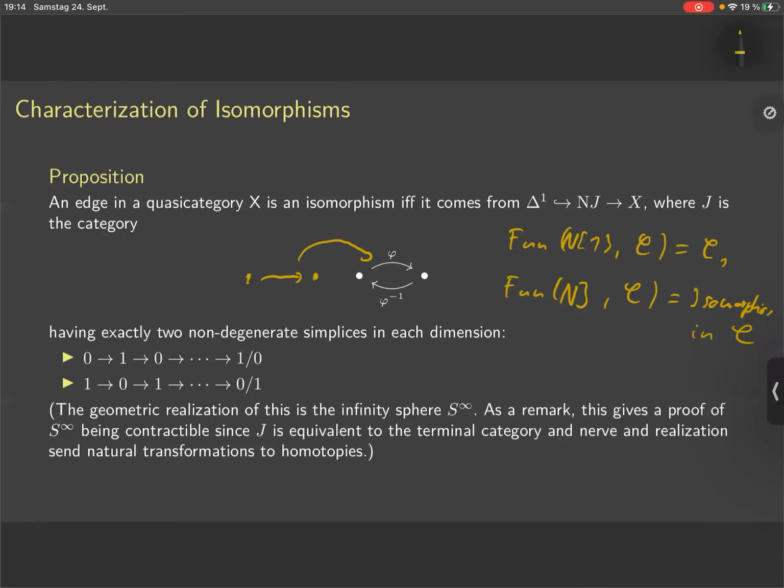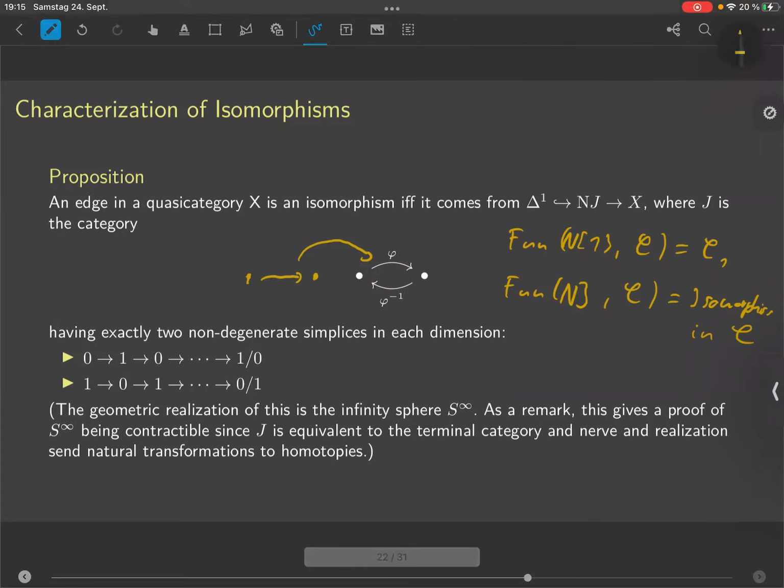For each dimension, we have exactly two non-degenerate simplices. So what are the simplices of a nerve? These are always paths, so strings of morphisms in the original category. And the non-degenerate ones are the ones that always go to a next one and do not stay at some edge. And here we go to the next one, can go back and go back and so on, always alternating. In this way, we can either start at 0 or at 1 and then must alternate to get it non-degenerate. And in this way, we have exactly two simplices.